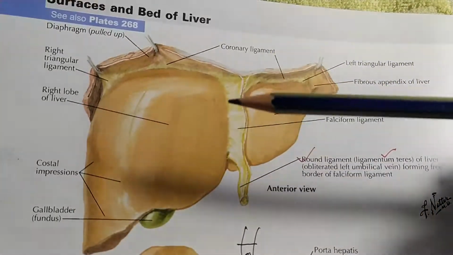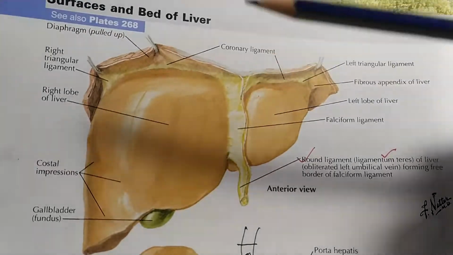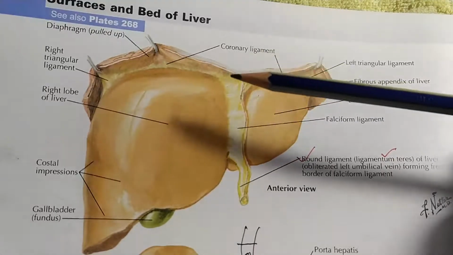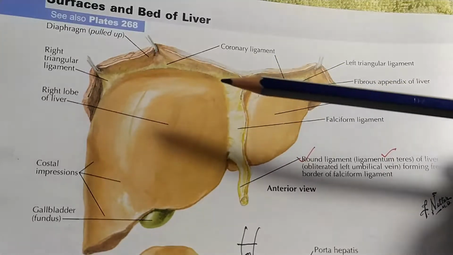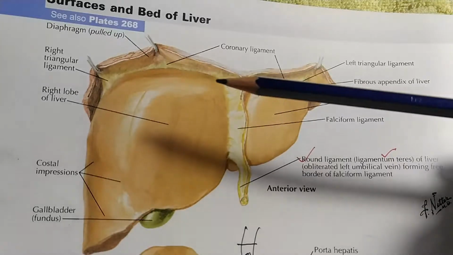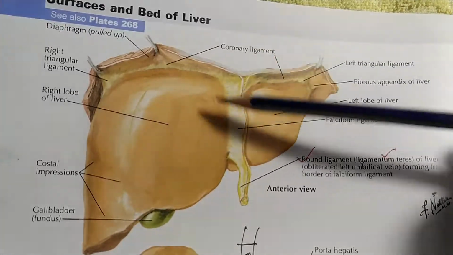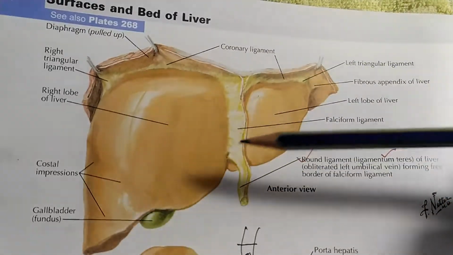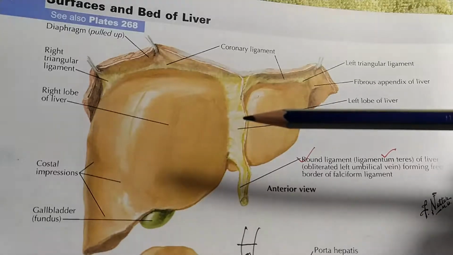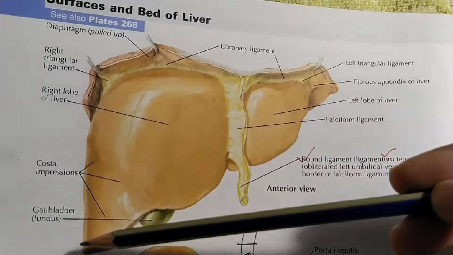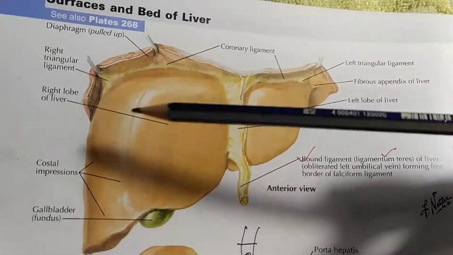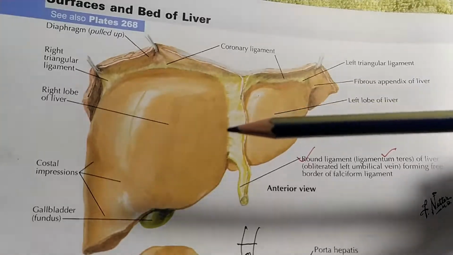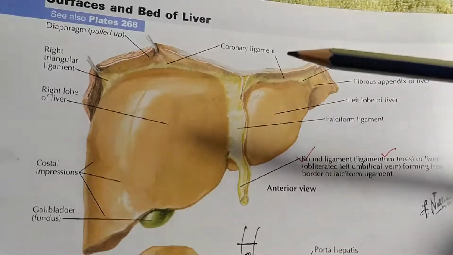The liver is situated in the peritoneal cavity. It lies mostly in the right hypochondrium, partly in the epigastric region, and partly in the lumbar region also. As you see, the liver has 5 surfaces and 3 borders.